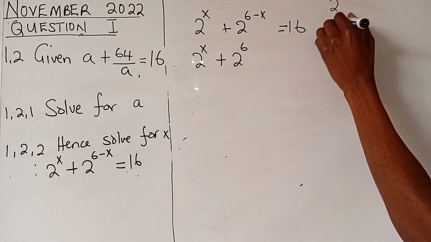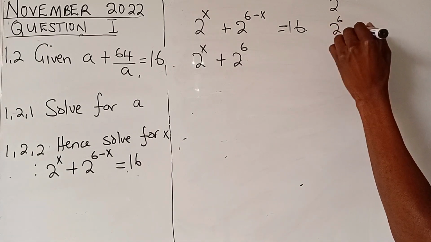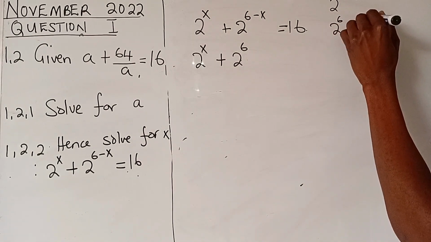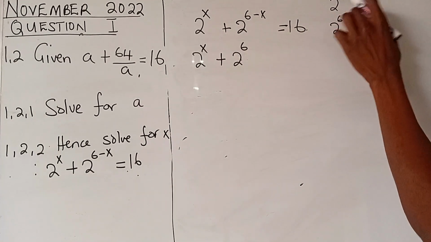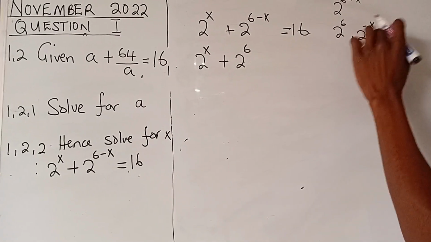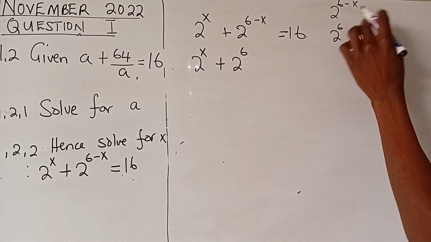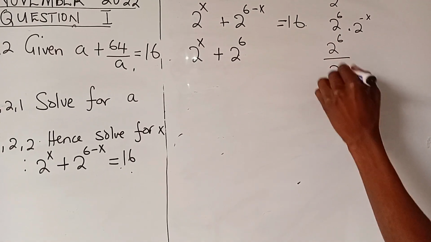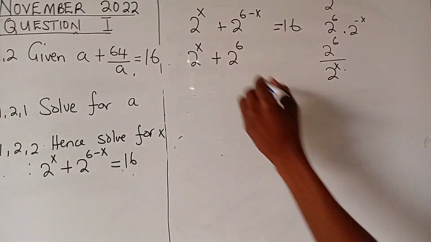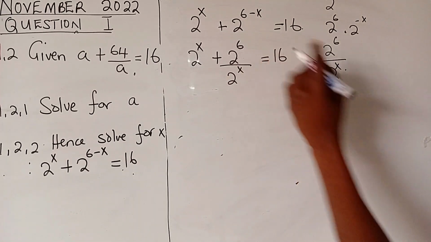Remember, if we say 2 to the power 6 dot 2 to the power minus x, this is what it means, right? Then here it's to the power negative, meaning that we apply the negative law to say 2 to the power 6 divided by 2 to the power x. So here we are going to have 2 to the power x is equals to 16.